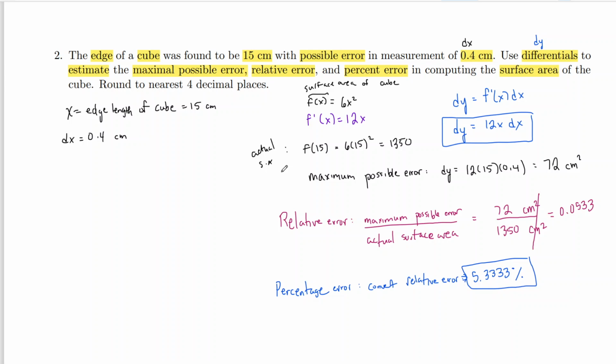You would just go through and do this problem with 100 for x instead of 15, and you would come up with a much smaller number here at the end.